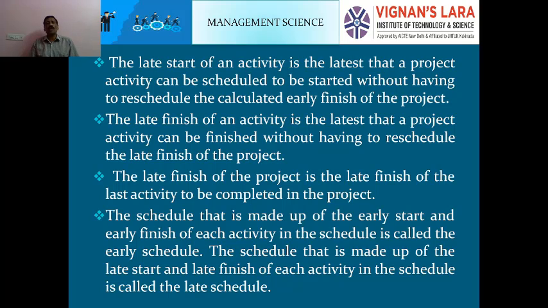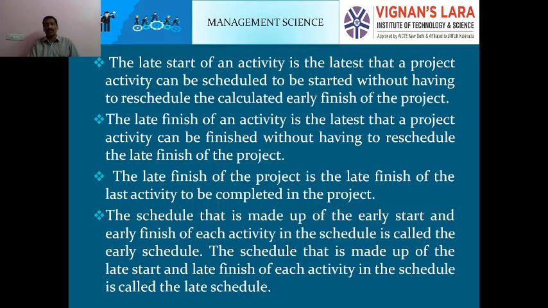The late start of an activity is the latest that a project activity can be scheduled to start without having to reschedule the calculated early finish of the project. Late start: whenever we go from one event to a second event, then from the second event to a third event, now the third event is the latest start, which can be scheduled and calculated.